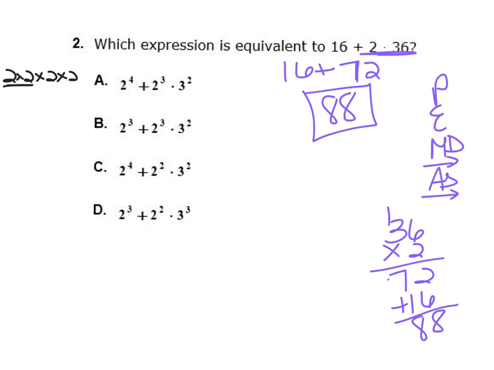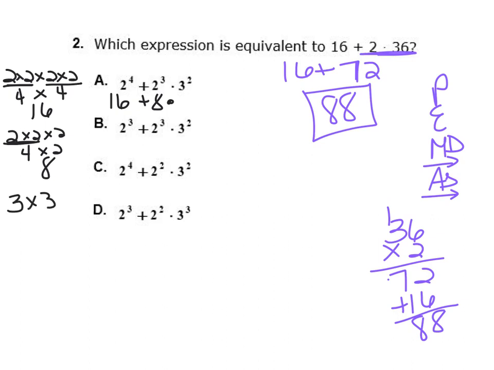So 2 times 2 is 4. Then we have 2 times 2 is 4. And then 4 times 4 is 16. So this is 16 plus 2 times 2 times 2. 2 times 2 is 4 times 2, that's going to be 8. So that's going to be plus 8. And then we have times 3 to the 2nd power. So 3 times 3 is going to be 9. So this is times 9.